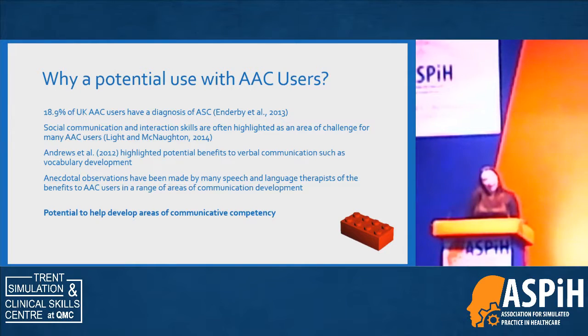18.9% of all UK AAC users have a diagnosis of autism. So that's quite a large percentage. It's the 3rd most popular category within our AAC users, second only to our older generation, so people who have things like Parkinson's or dementia. Social communication and interaction skills are often highlighted within this client group as an area of challenge, and that's because a lot of our users actually don't have the opportunity to communicate with a wide range of participants and other members of the community.